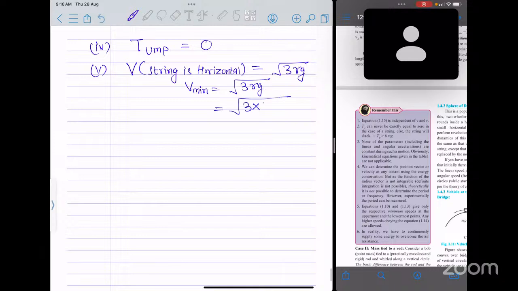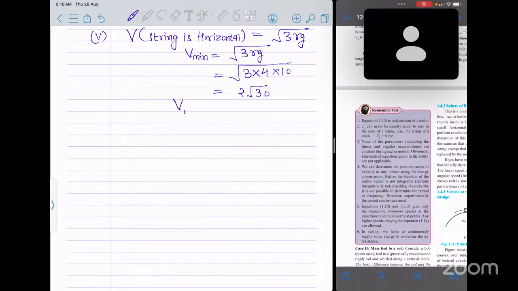Square root 3, R is 4, g is 10. So this will become how much? 2 root 30, which is 2 multiplied by root 30. Can anyone tell the value of root 30? 5.5, I'll make it 5.6. So V minimum is 11.2 meter per second.